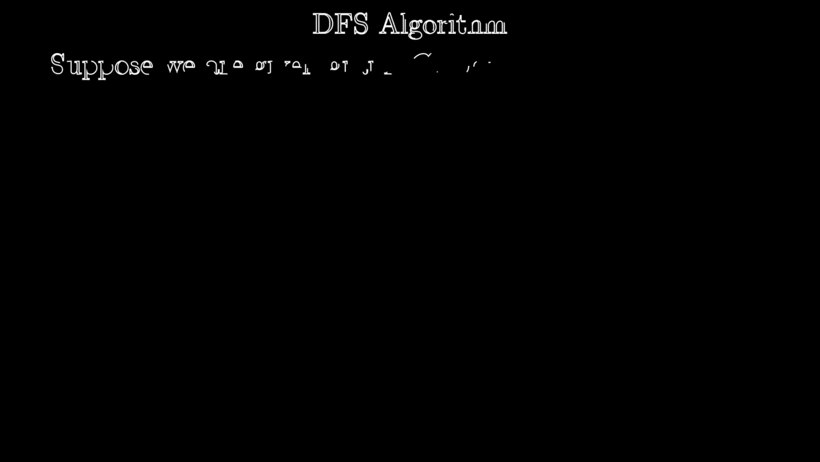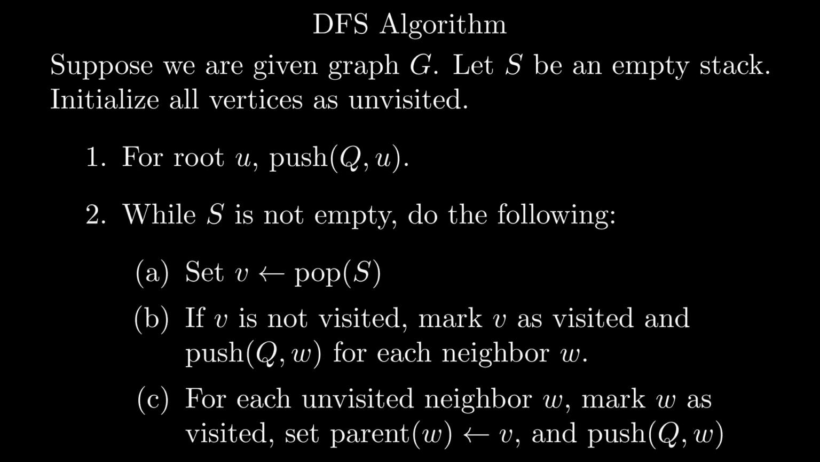The basic algorithm for DFS is quite similar to that of BFS, with the primary difference being that we use a stack rather than a first in first out queue. First, we initialize a visited array as well as a stack S. Add the starting vertex U to the stack. While S is non-empty, pop vertex V from the stack. If V is not visited, mark it as visited, add all of its neighbors W to the stack, and set parent of W to be V for all W.